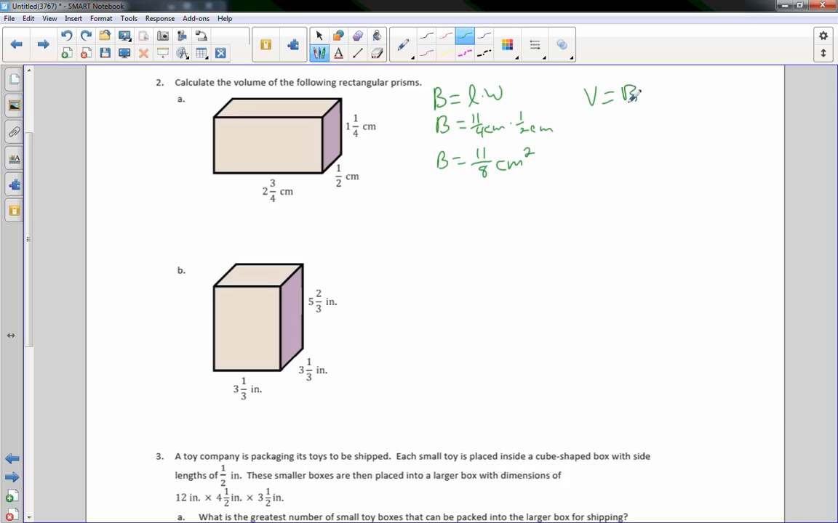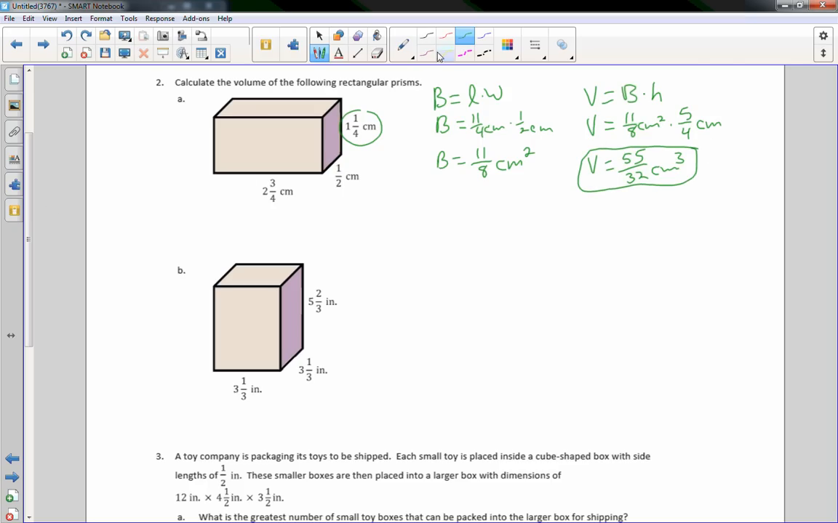Volume equals the base area times the height. So the volume is 11/8 centimeters squared times the height, which is 4 plus 1, 5/4 centimeters. So the volume is 55 over 32 centimeters cubed.